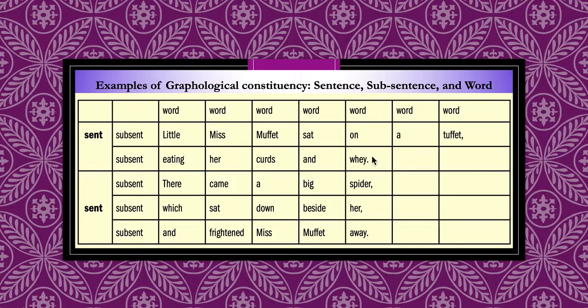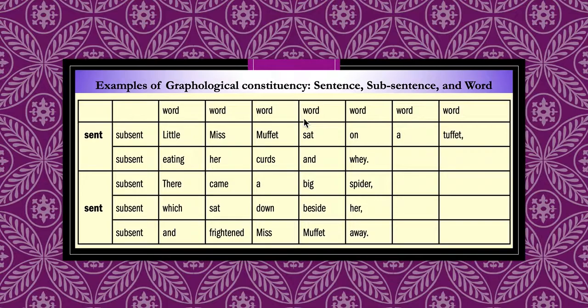Okay, so this table is just for understanding. This need not be memorized for the examination. This is just a part of understanding how a big sentence can be divided into subsentences, then further divided into words and into letters. That is to say, the rank scale of graphology. First is the sentence, second is the subsentence, third is the word, and fourth is the letter. Okay, so this table is just for understanding, just for comprehension, to understand what graphological constituency is all about.